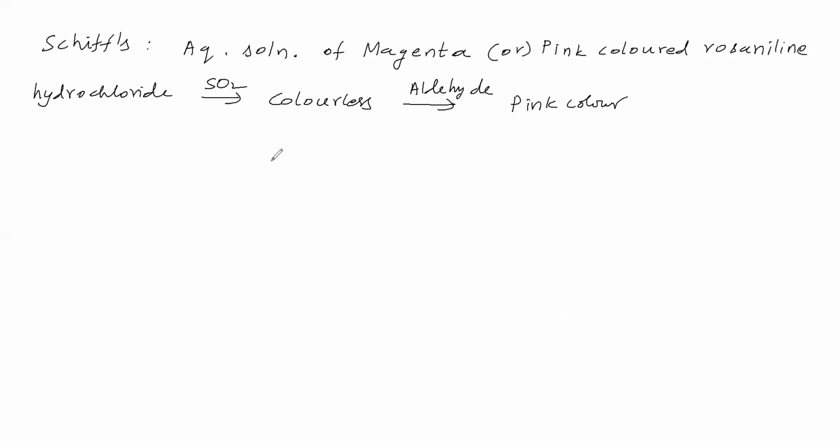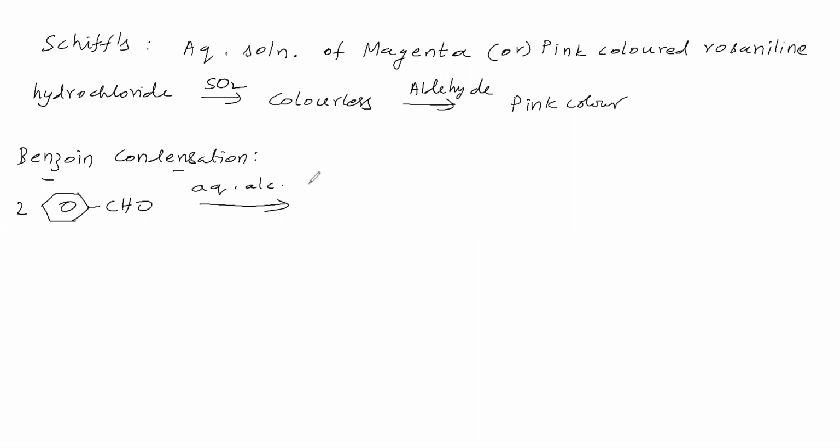Okay, next we will go for benzoin condensation. Next we are taking benzoin condensation. In this benzoin condensation we are taking benzaldehyde. Benzaldehyde is treated with what? Aqueous alcoholic cyanide, and it is warmed. What we are getting is benzoin. How we are getting benzoin, that we'll see. We'll see the mechanism.